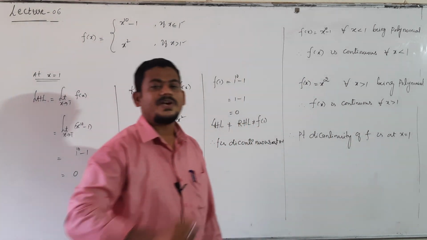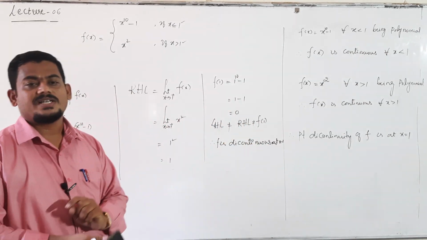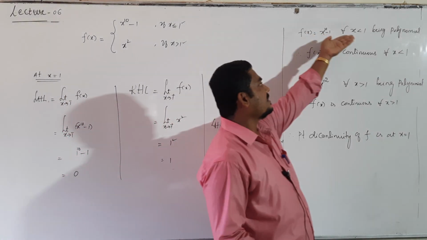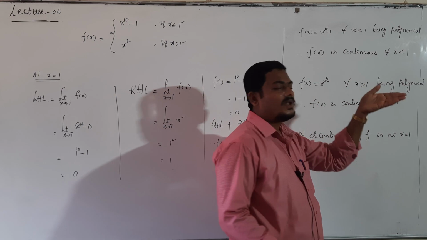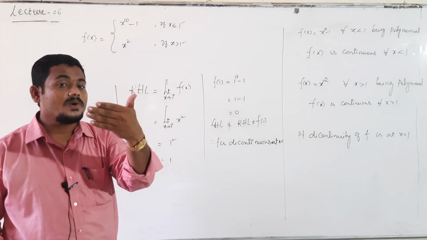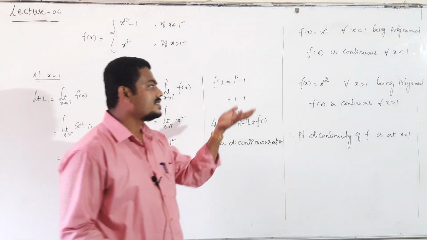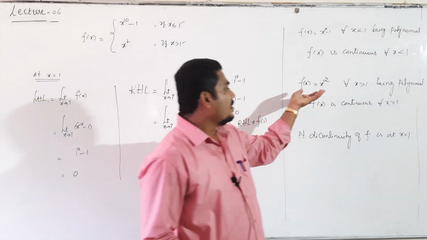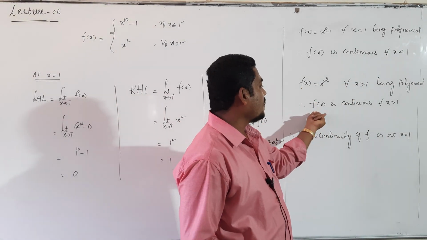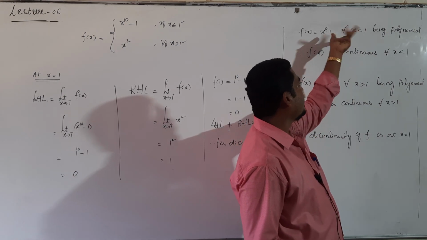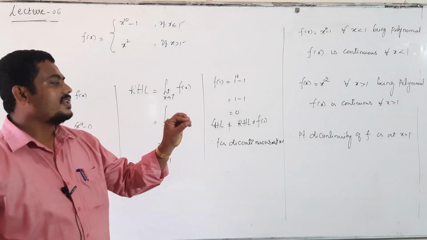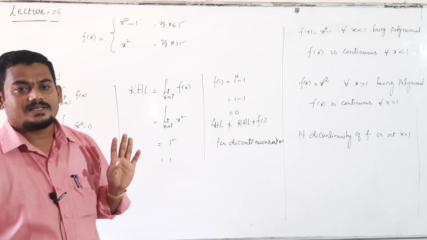x equal to 1 is the point of discontinuity, means at 1 only this function is discontinuous, at all other points it is continuous. Because less than 1 is a polynomial, more than 1 is also a polynomial, and already you know every polynomial is continuous everywhere. From that result, f of x equal to x square is a polynomial function, so it is continuous. f of x equal to x power 10 minus 1 is a polynomial, continuous. Therefore, the point of discontinuity of the function is at x equal to 1 only.